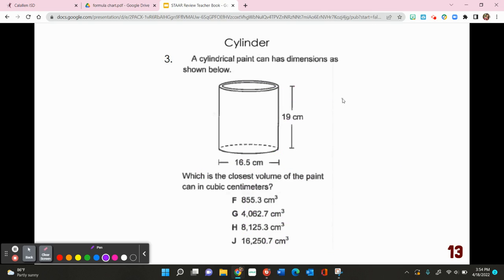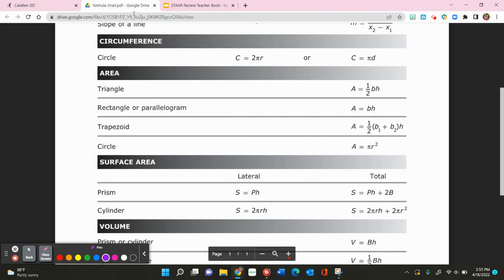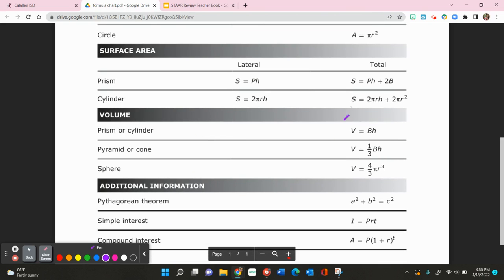So on the cylinder, it says the cylindrical paint can has dimensions as shown below, which is the closest volume of the paint can in cubic centimeters. So we're going to start off by identifying our base. Now on a cylinder, remember your base shape is a circle. And since I'm finding volume here, I want to go to my formula chart and find the formula for volume of a cylinder.